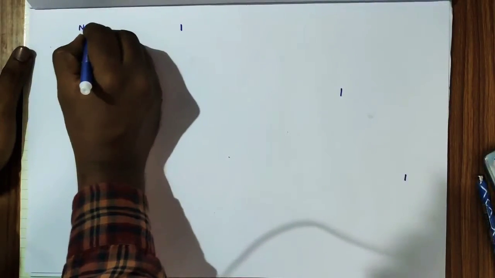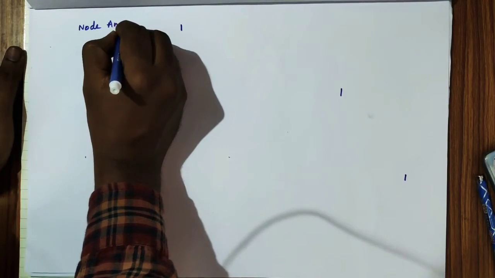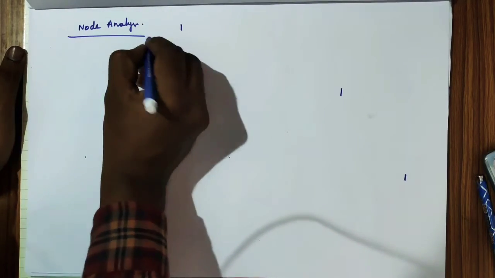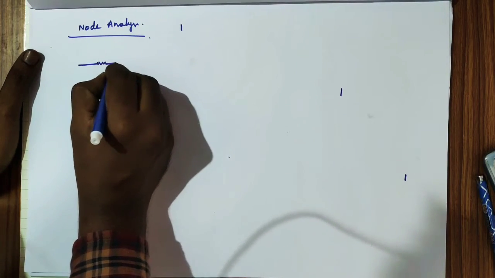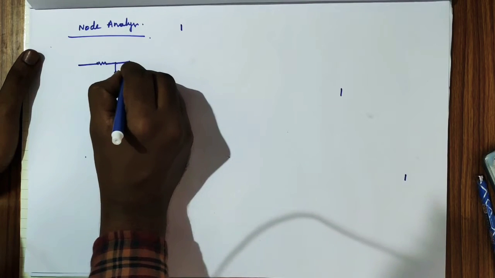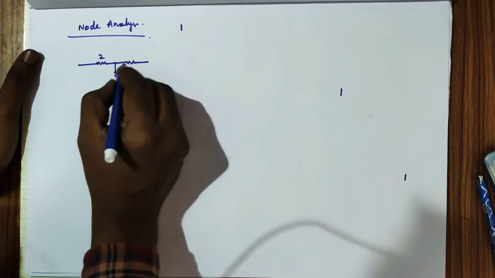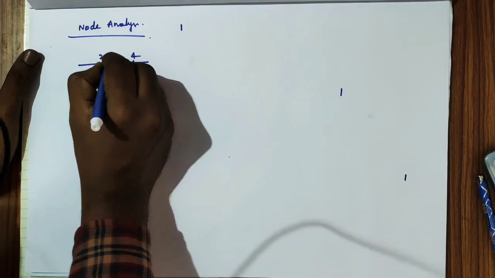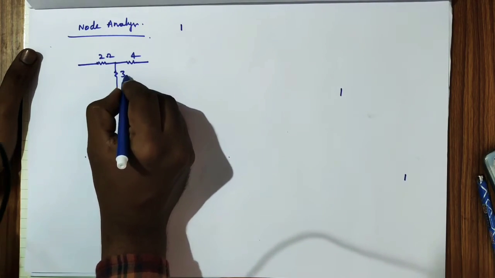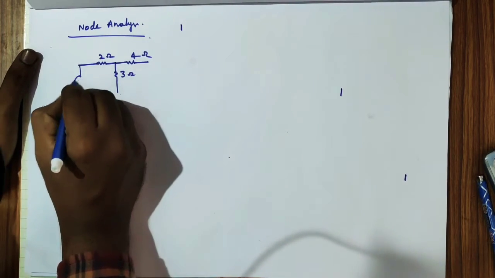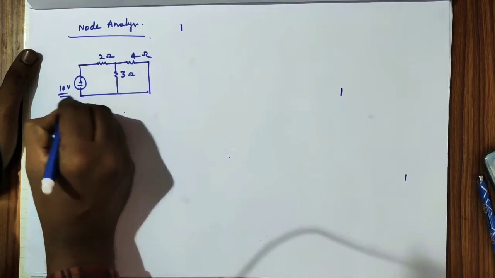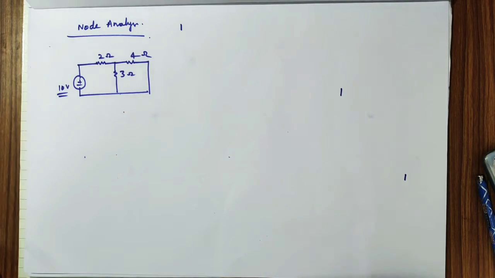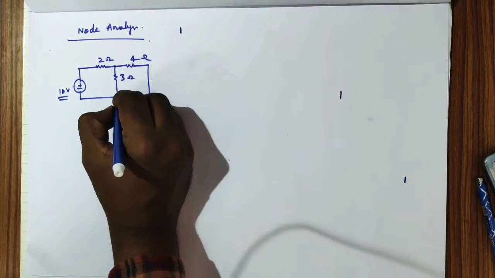So welcome back guys. Now we'll do what is node analysis. To explain the node analysis, I'm taking the same circuit which is explained in mesh analysis, that is T circuit. So I'm taking 2 ohms, 3 ohms and 4 ohms, and I'm taking the source as 10 volts.